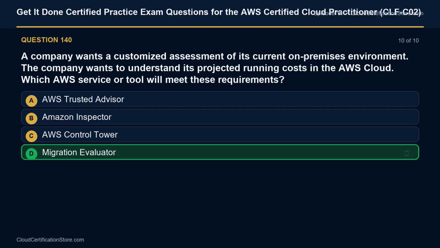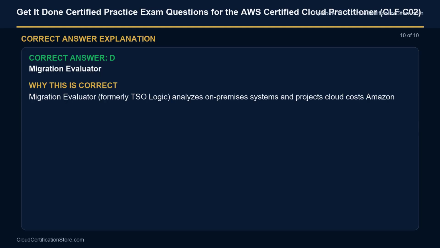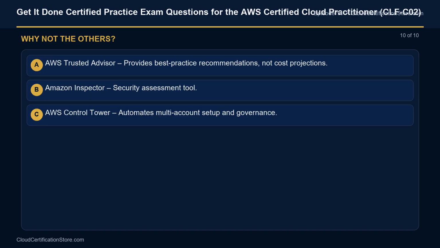The correct answer is D, Migration Evaluator. Explanation: Migration Evaluator, formerly TSO Logic, analyzes on-premises systems and projects cloud costs. Why not option A? AWS Trusted Advisor provides best practice recommendations, not cost projections. Why not option B? Amazon Inspector is a security assessment tool. Why not option C? AWS Control Tower automates multi-account setup and governance.